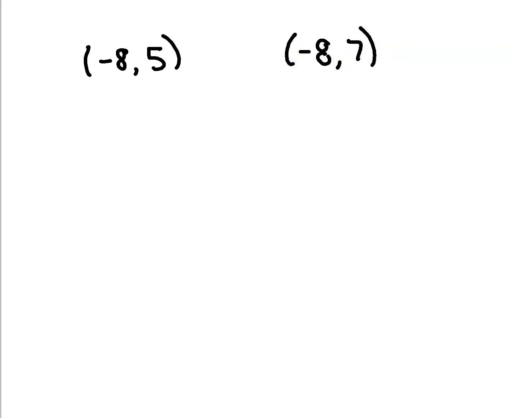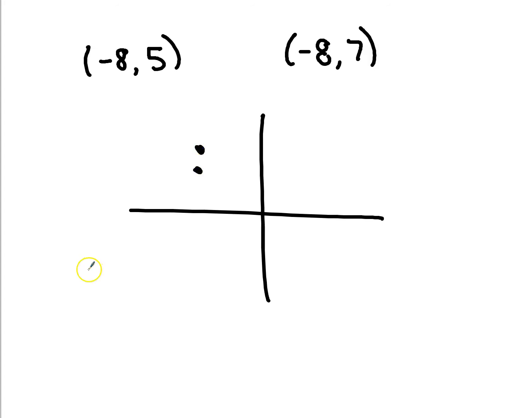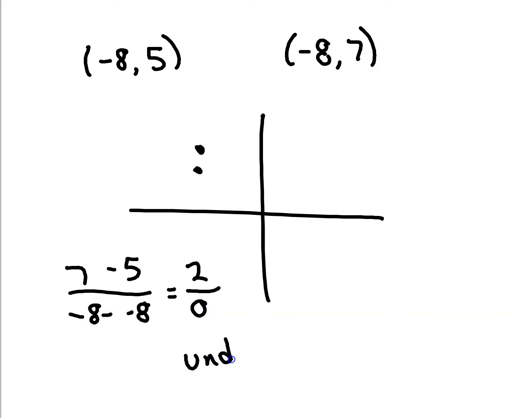You might notice that the x coordinates are the same number. In other words, if we were graphing these, (-8, 5) might be here and (-8, 7) might be there. This is going to be a vertical line. So what are you going to get? To get the rise, subtract the y's, so 7 minus 5. To get the run, subtract the x's, negative 8 minus negative 8. So 2 divided by negative 8 minus negative 8, which is 0. Oh, look at that. Undefined.